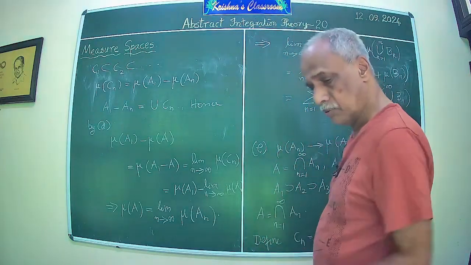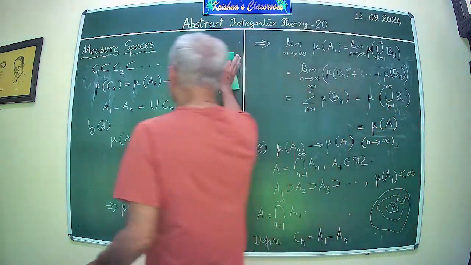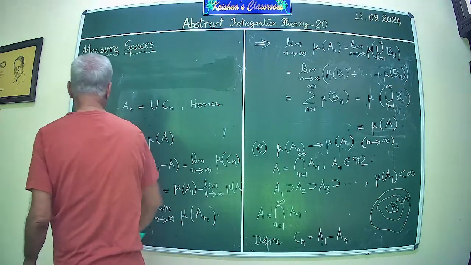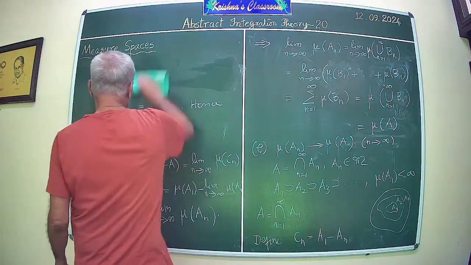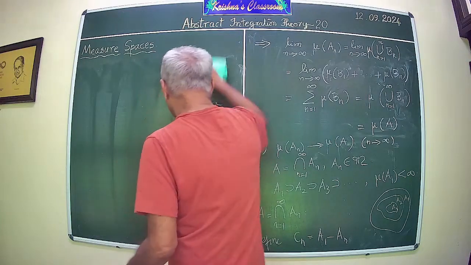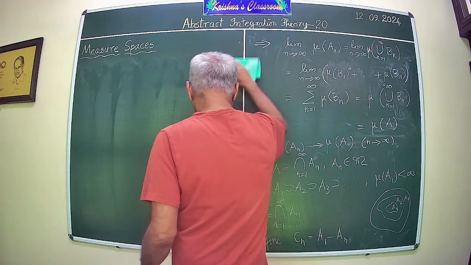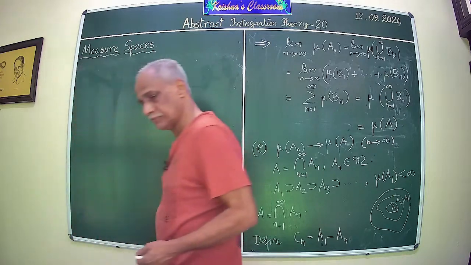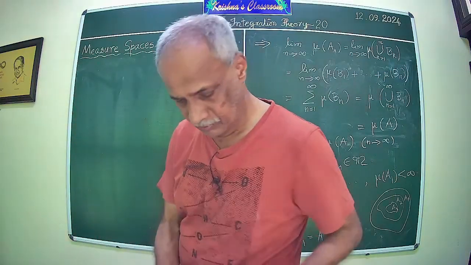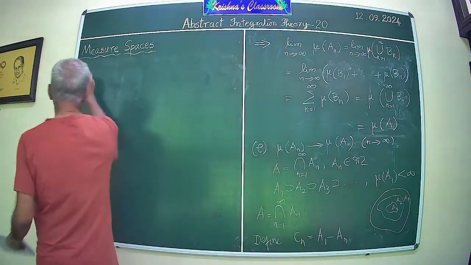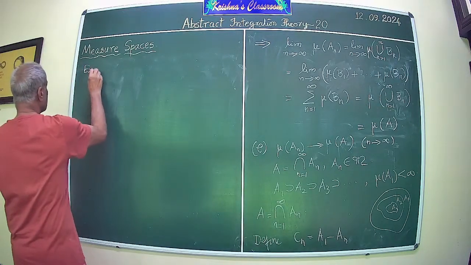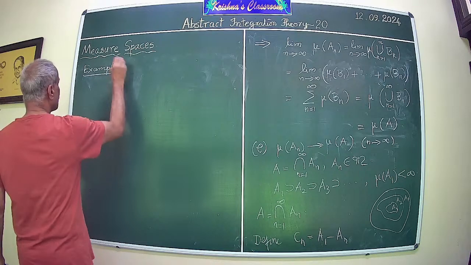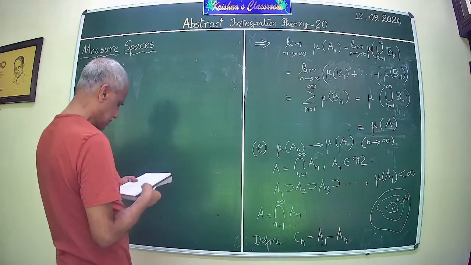Okay, so let us now look at some examples. Especially in part C, we had put a restriction that mu of A1 is finite. Some examples.